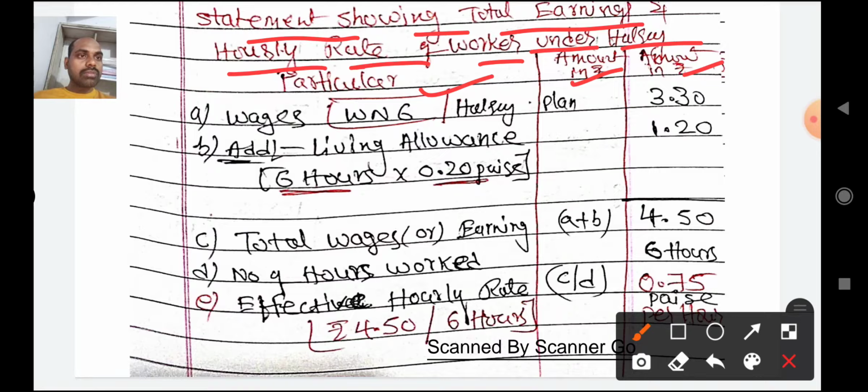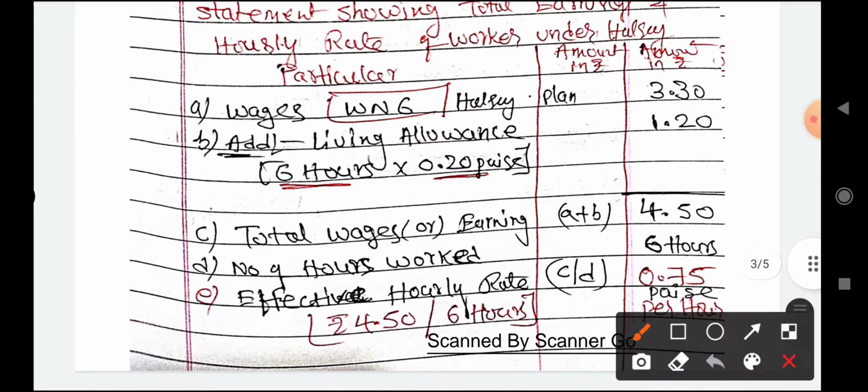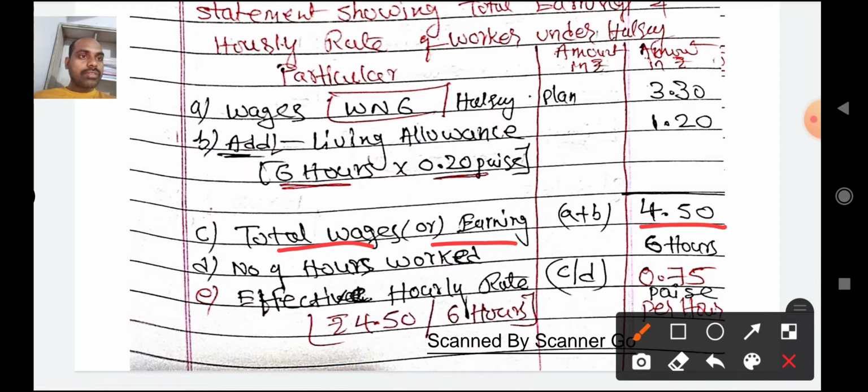Particulars, amount, 2 columns. Wages, working note 6, HALSE plan के हिसाब से, as per HALSE plan we have got 3.30, so I have taken. Add living allowance, 6 hours worked at 20 paise per hour, they said, so 20 paise into 6 hours it comes to 1.20. So if you add both, total wages or earnings, you will get here 4.50, that is 3.3 plus 1.2, 4.50.